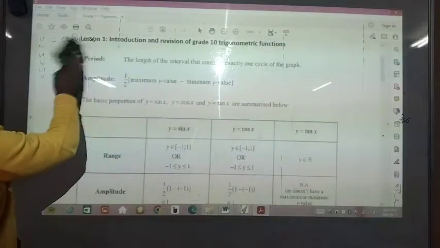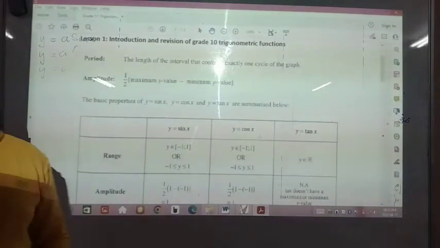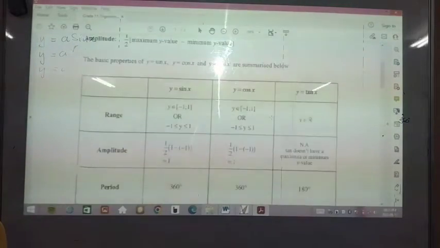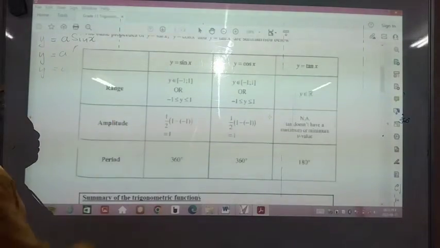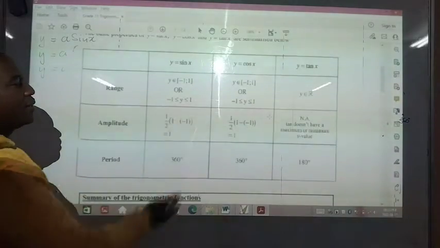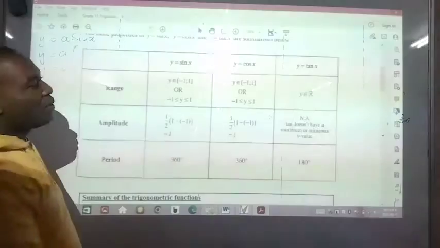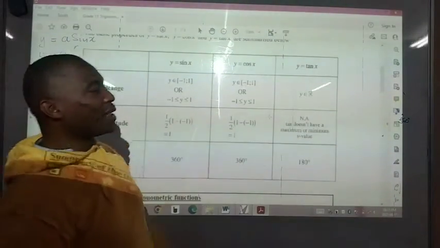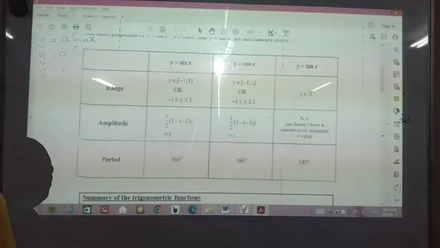Remember, the period we said is the length of the interval that contains exactly one cycle of the graph, and the amplitude, and the summary of the 3 basic graphs. We notice that this is how we write the range for the graph of sin x. Values of y are between negative 1 and 1 inclusive, and also for cos x. But for tan x, we saw that it goes from negative infinity to positive infinity.